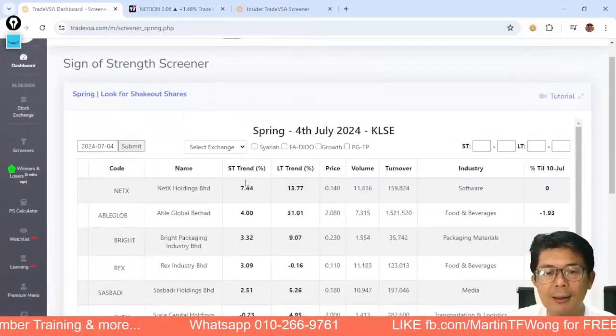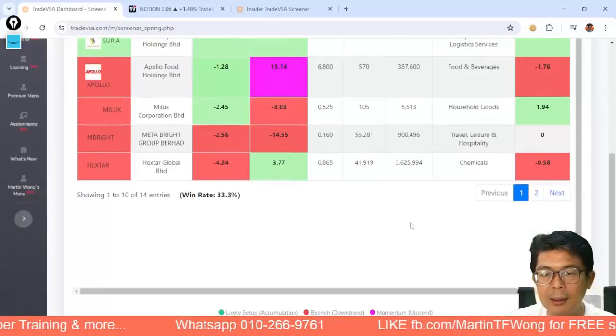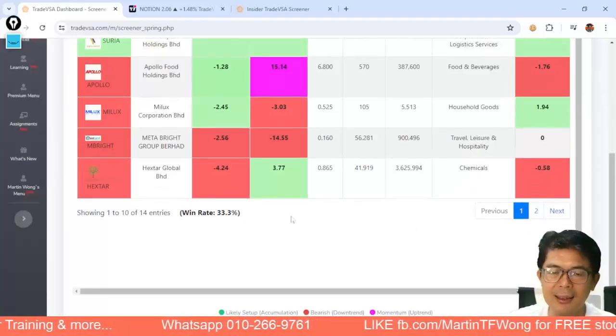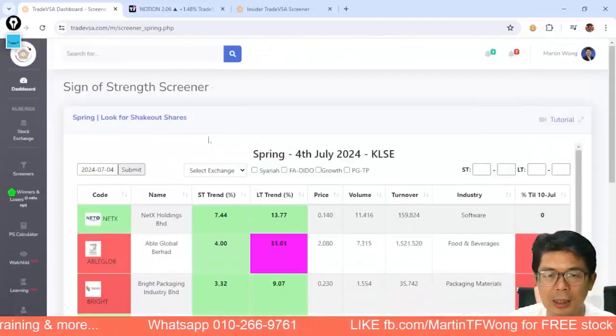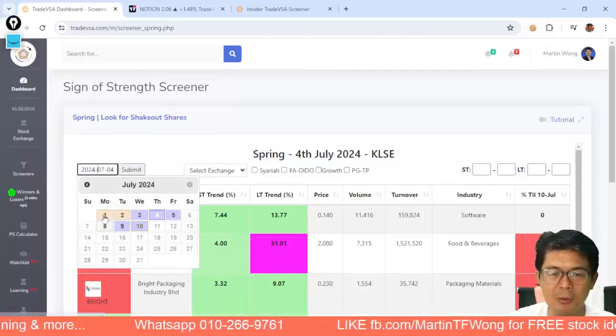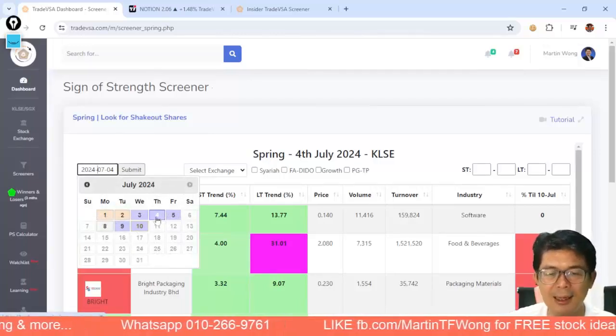And you go on to the 4th. Okay, what's the win rate? 33%. Okay, 33%. Not so weak. So you need to give it a bit of time for the market to move. About a week, 5 bars.